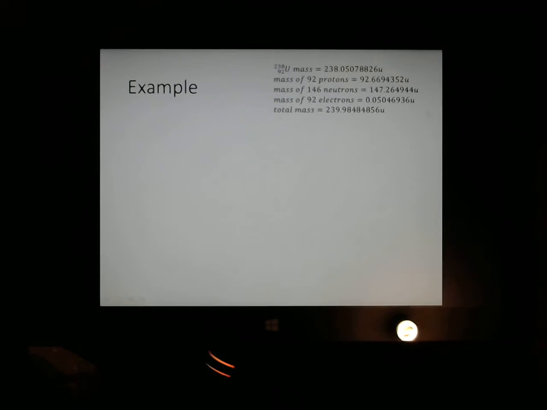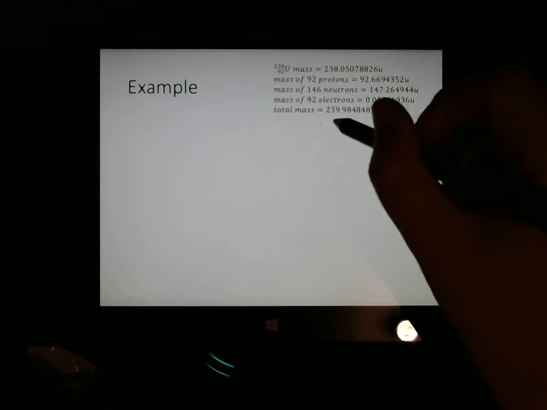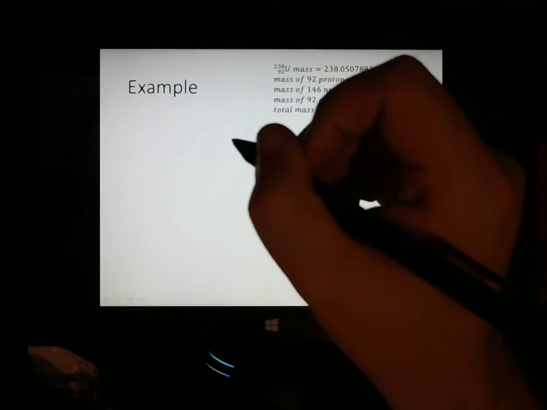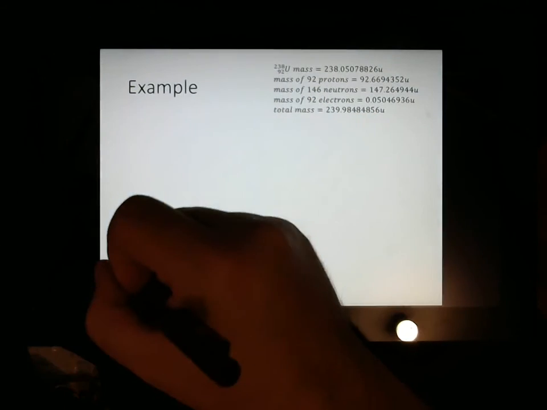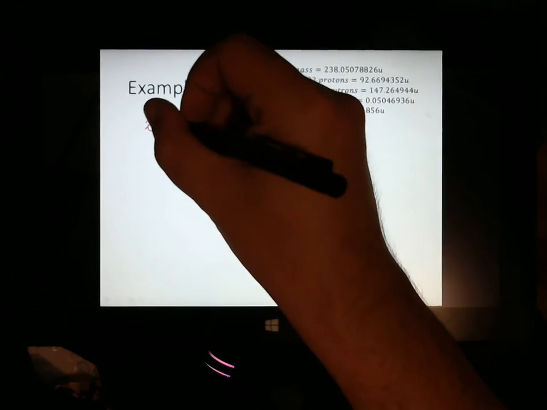The thing is, we need to turn that into kilograms, because E equals mc squared takes the normal default units. It produces an energy in joules, it needs a mass in kilograms. It's going to be a small number, but you will see that it still produces a fair amount of energy. So, total mass here is 239.98 atomic mass units.